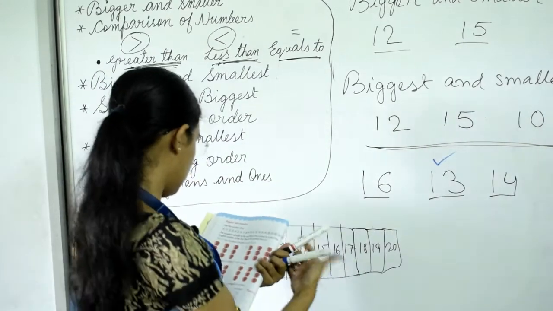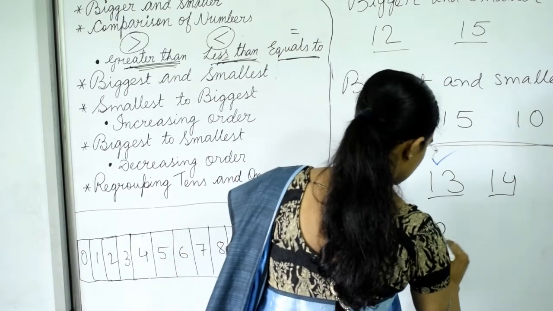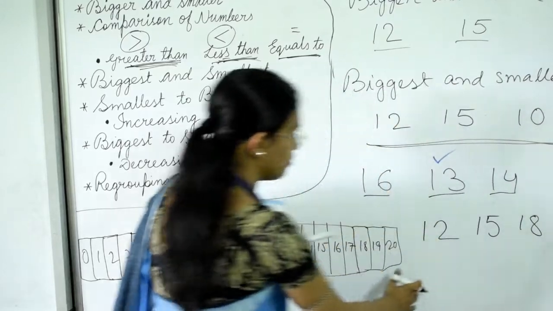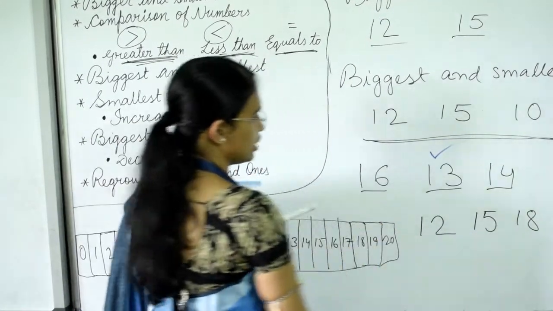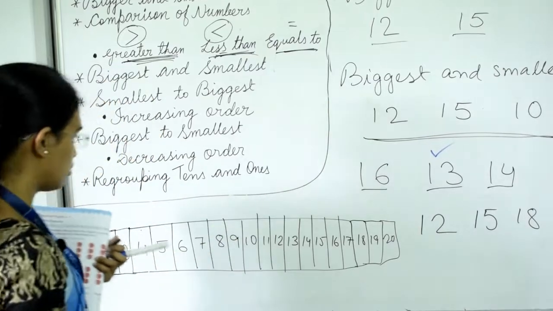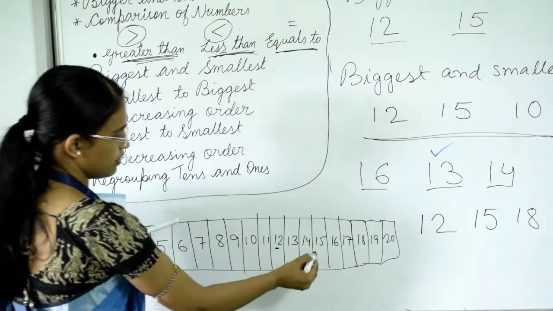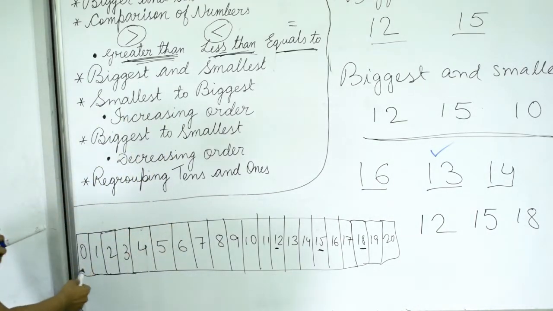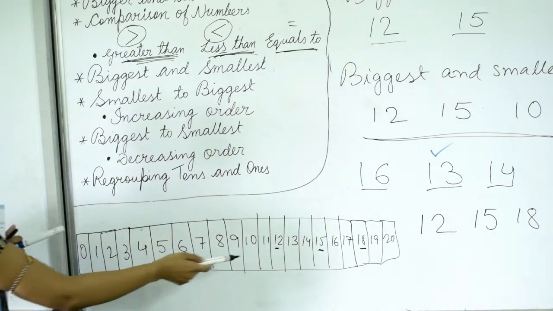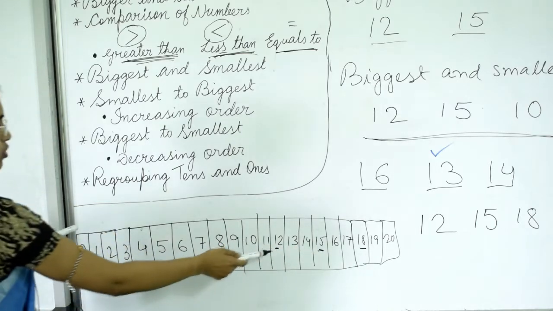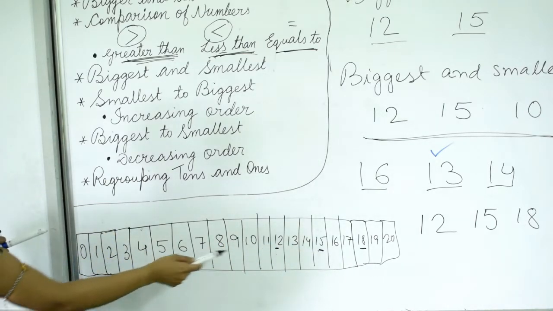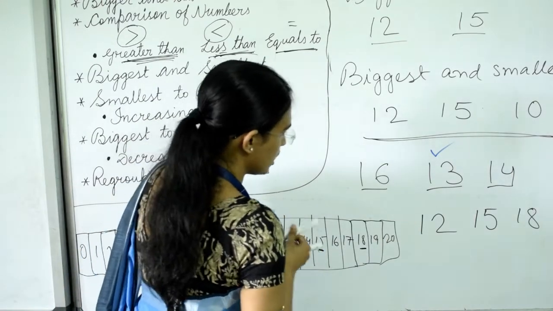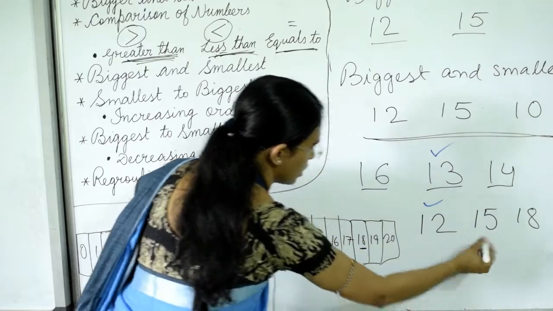Then the next question is 12, 15, 18. There are 3 numbers, 12, 15 and 18. We have to find out the smallest number. So 12 is here, 15 is here and 18 is here. Which one is near to 0? Is 18 near to 0? No, before that 15 is there and 12 is also there. So which one is near to 0? 12. So that means 12 is the smallest number among these 3 numbers.